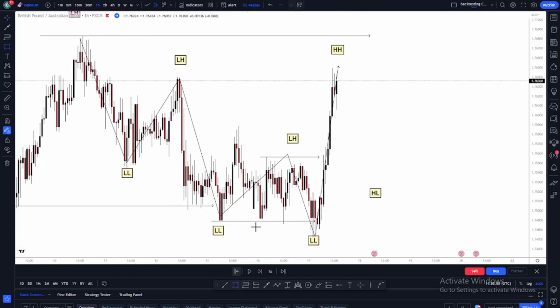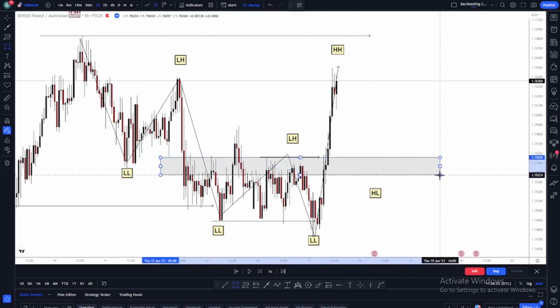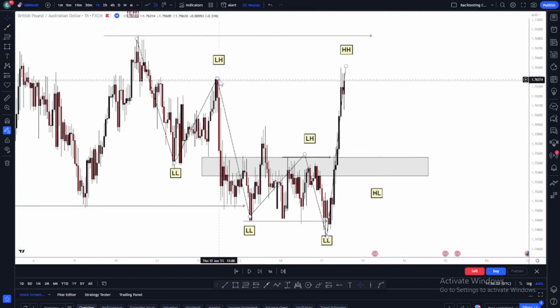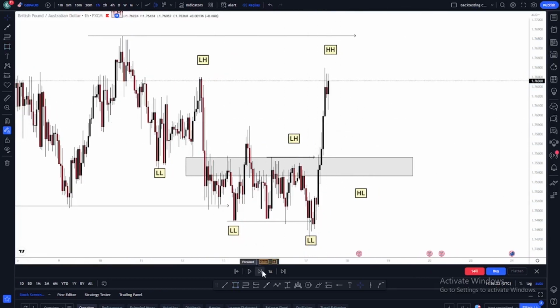All I was waiting for was for price to come back and retest our previous lower high as a support. Remember, our previous lower high is also serving as a resistance. So all I did was take my rectangular tool and draw a zone right here. That's all I did. Let me clear these marks so it becomes clearer. So now let's hit the play button and see what price did.